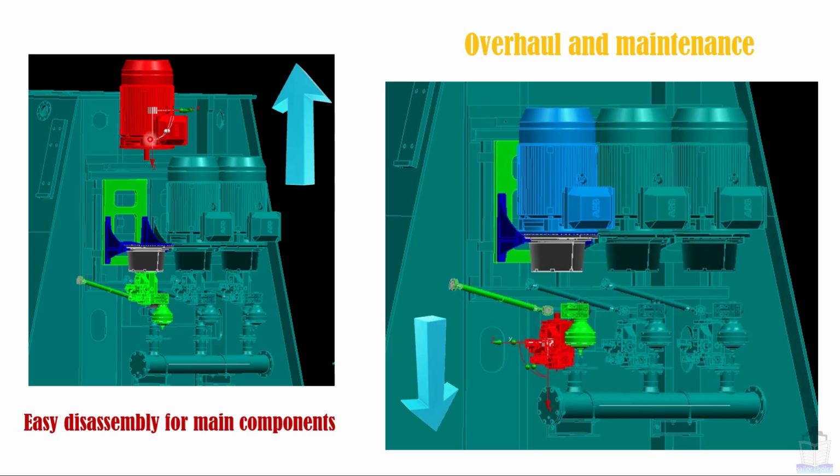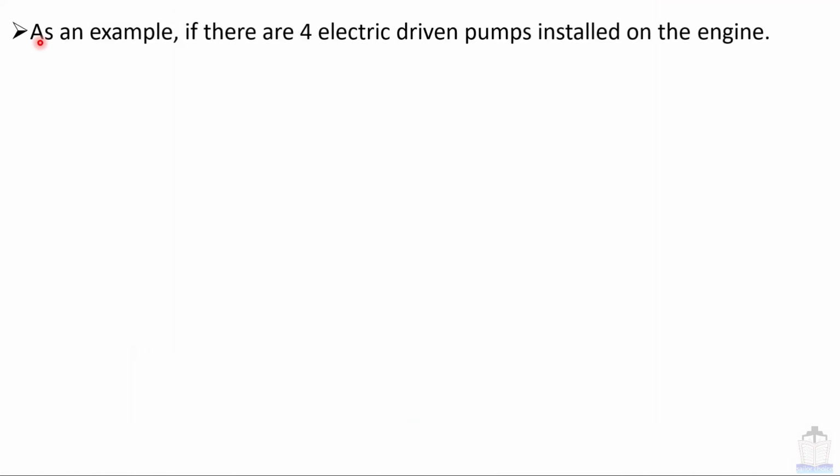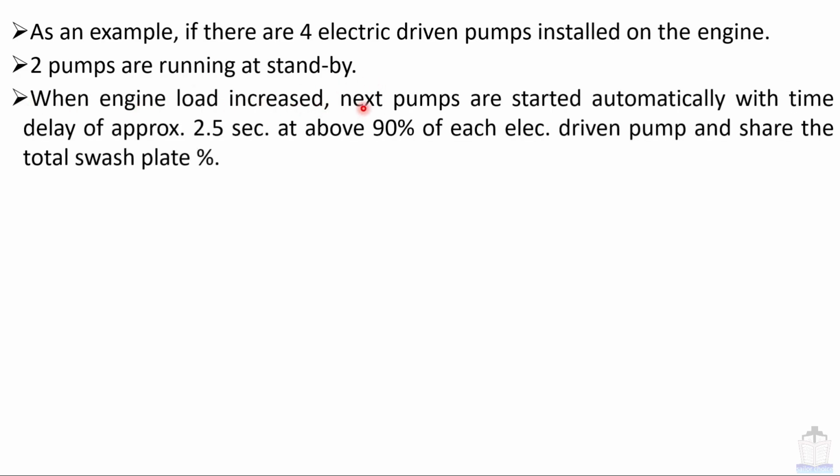Now going to talk about the electrical driven HPS pump properties. Generally 3 or 4 pumps are installed, and in this case the starter pump requirement automatically vanishes. As an example, if there are 4 electrical driven pumps installed on the engine, then 2 pumps are running and the others on standby. When engine load increases, next pumps are started automatically with a time delay of approximately 2.5 seconds at above 90% of each electrical driven pump, and share the total swash plate percentage. Now we are going to understand the same with the help of examples.